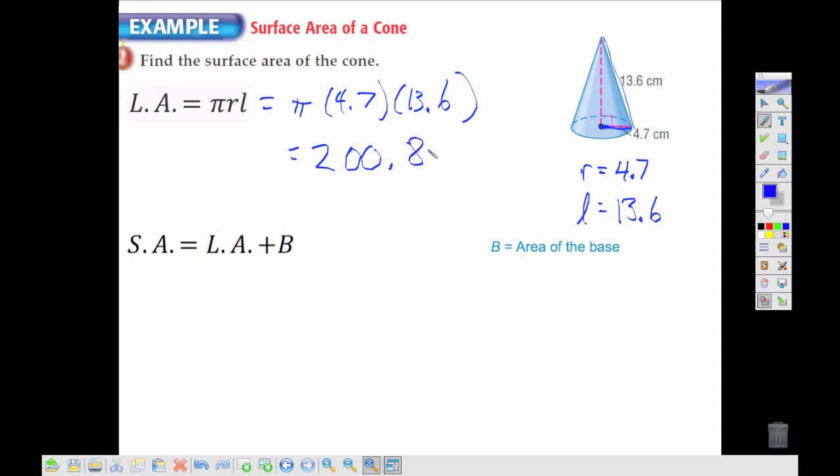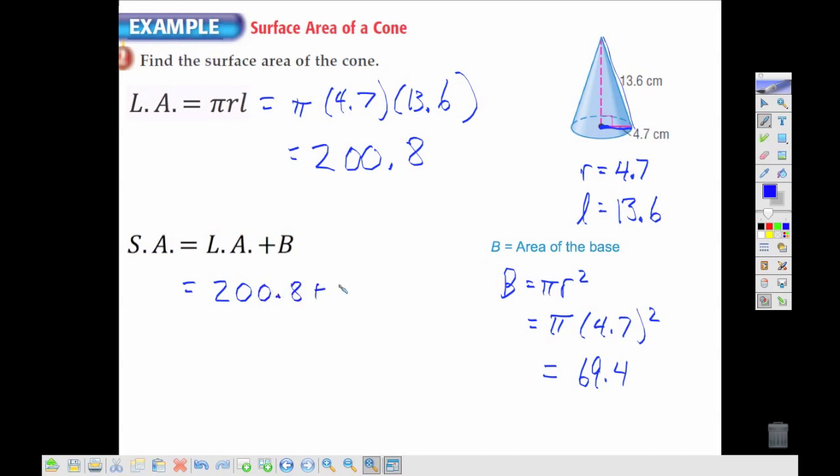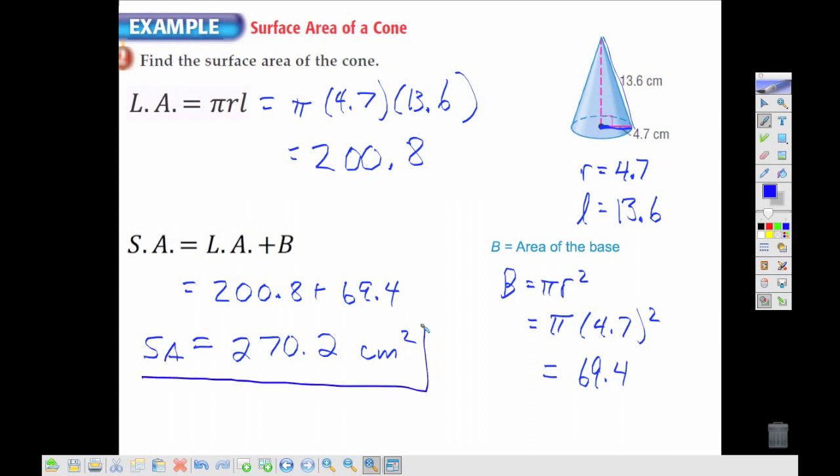That's 200.8. We're also going to need to know the area of the base. It's just a circle, so it'll be pi r squared, which is about 69.4. And so my surface area will be 200.8 plus 69.4, which is about 270.2. Don't forget your units, and clearly mark your answer. We've got a lot here, so we want to clearly identify what our answer is.